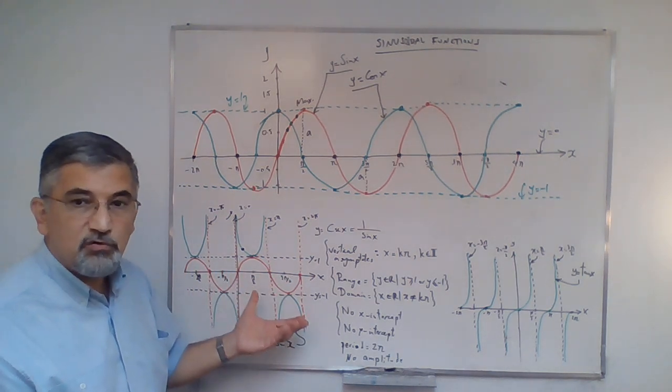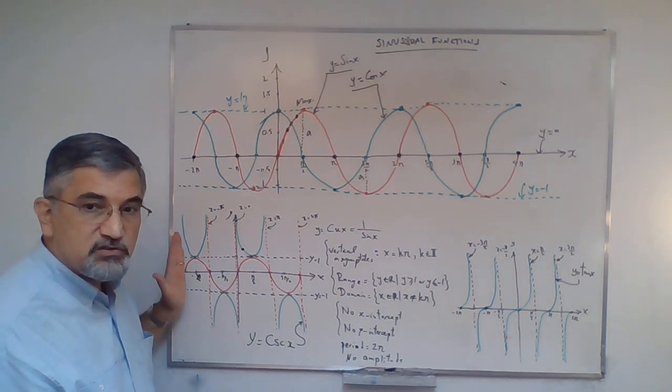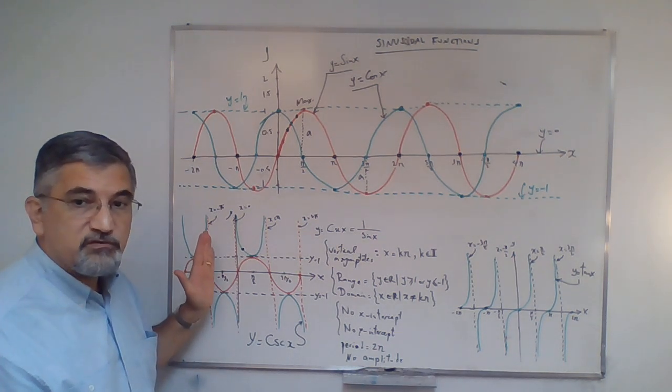Domain of the function, we have no restriction except wherever we have the x-intercepts of the sine function, which are now playing the role of the vertical asymptotes.